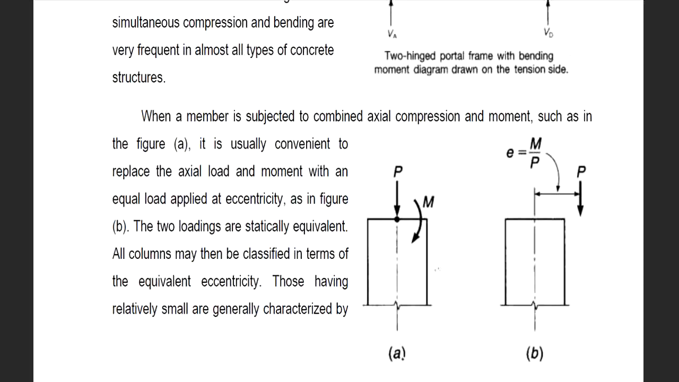But in today's session, we are going to study the column which is loaded axially as well as carries moments. If the column is carrying moment in both axes, that is the x-axis and y-axis, it is called a column with biaxial moment. If the column is carrying moment in only one axis, it is called a column with uniaxial loading.